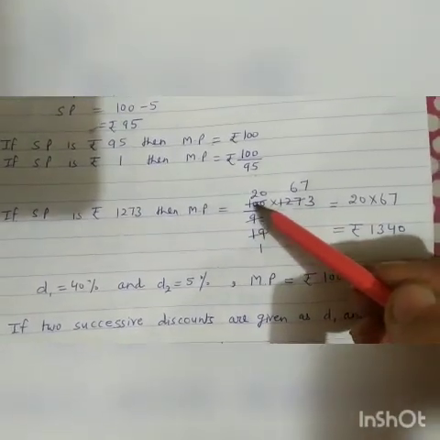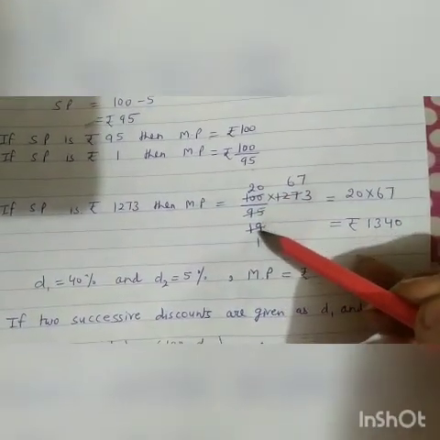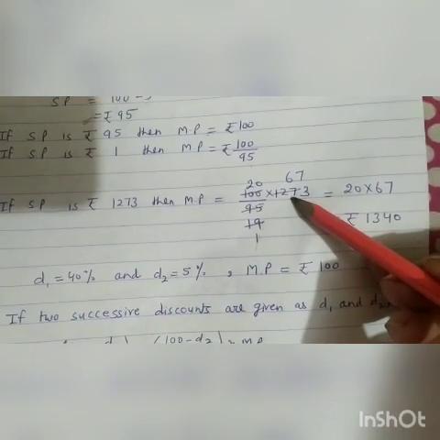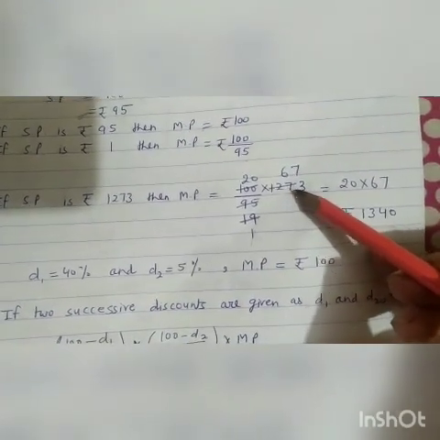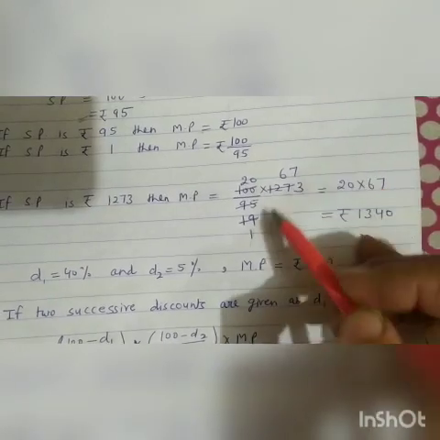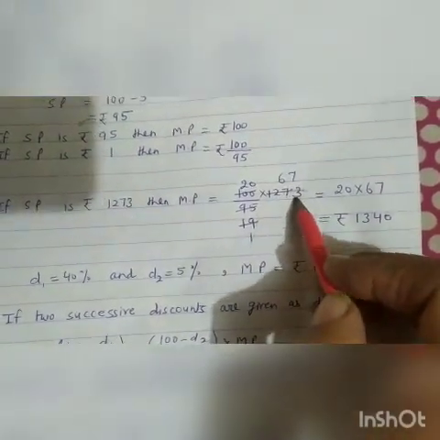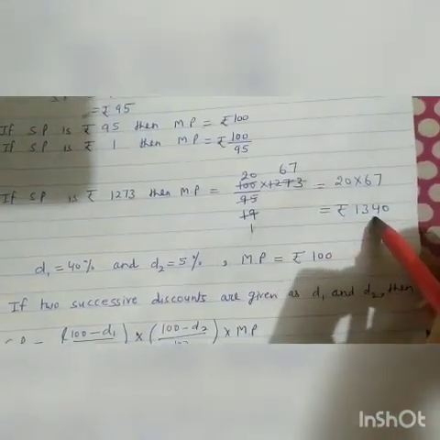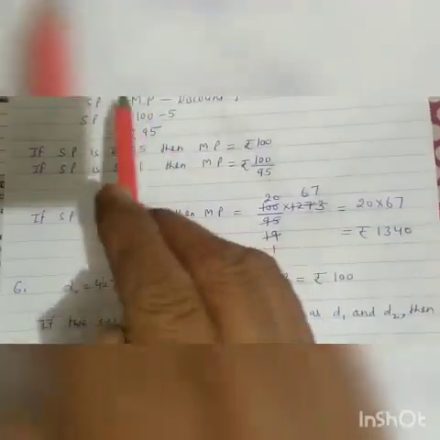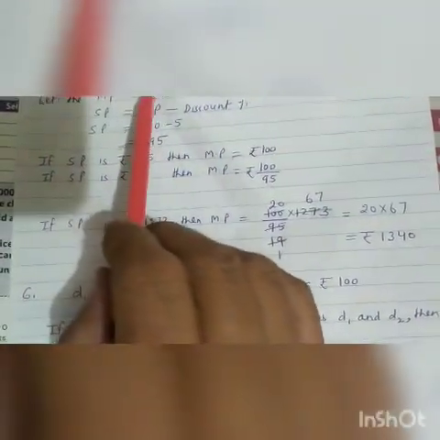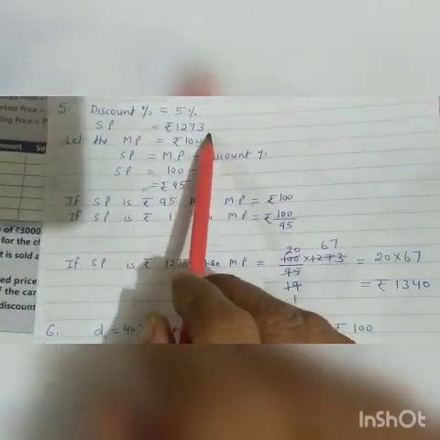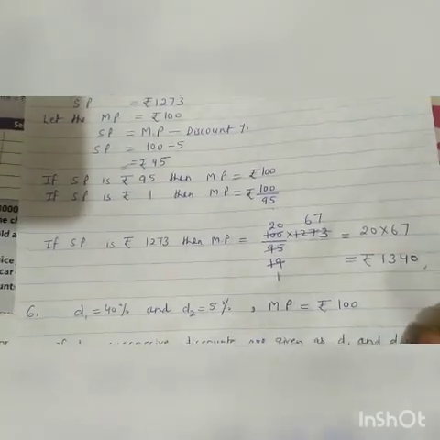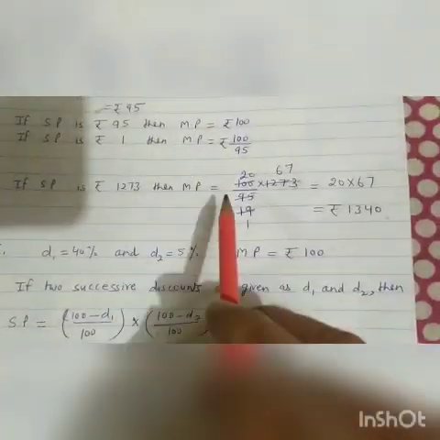First we will simplify this. 5 twos are 10, 5 ones are 5, 5 nines are 45. Then 19 ones are 19, 19 sixes are 100, 14, then 13 remainder, 13 and 3, 173, 19 sevens are 133. So when we multiply this 20 into 67, it is rupees 1340. So if discount is 5% and selling price is 1273, then marked price will be 1340. I think it will be clear to you.